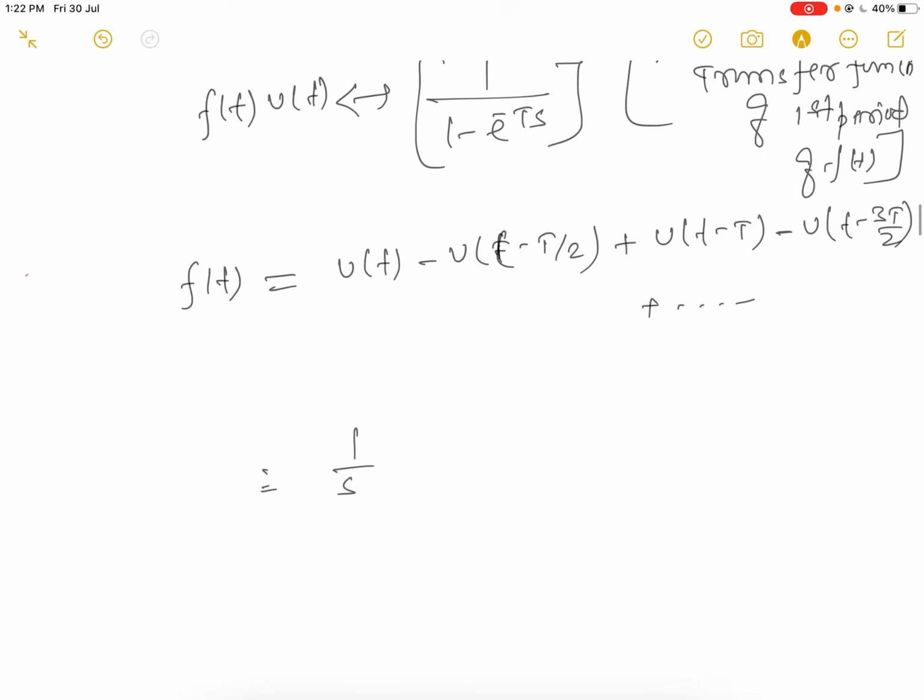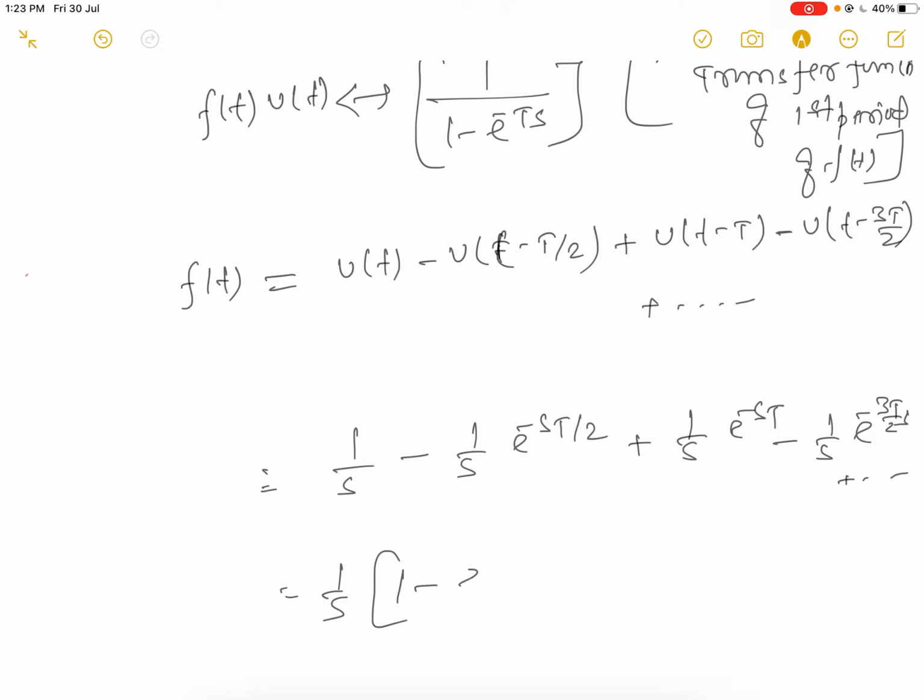What will happen? 1 by s, and minus 1 by s e to the power minus sT by 2, and plus 1 by s e to the power minus sT, minus 1 by s e to the power minus 3T by 2 s, like this way. Okay, take 1 by s common, and here is 1 minus e to the power minus sT by 2 plus e to the power minus sT minus e to the power minus 3sT by 2, like this way. Okay, one is plus, one negative, one plus, one negative.